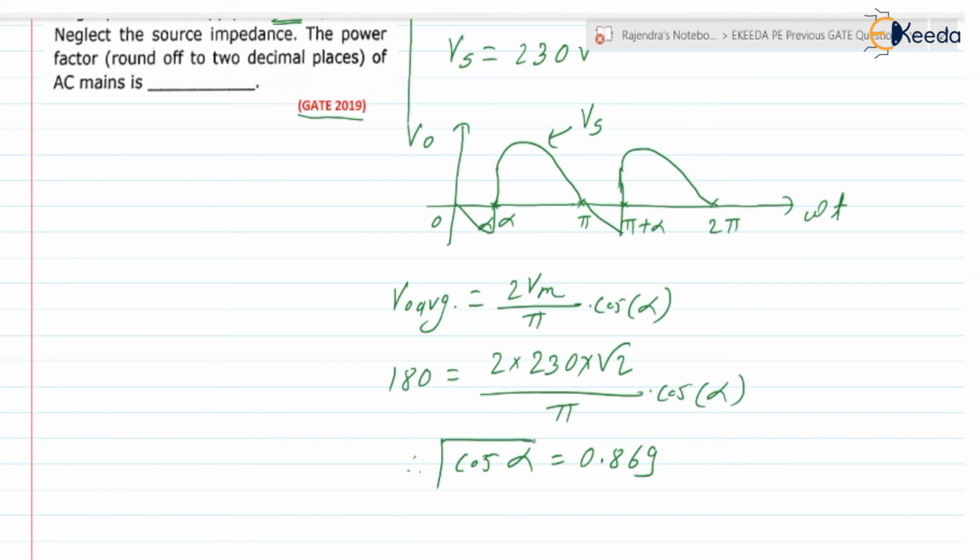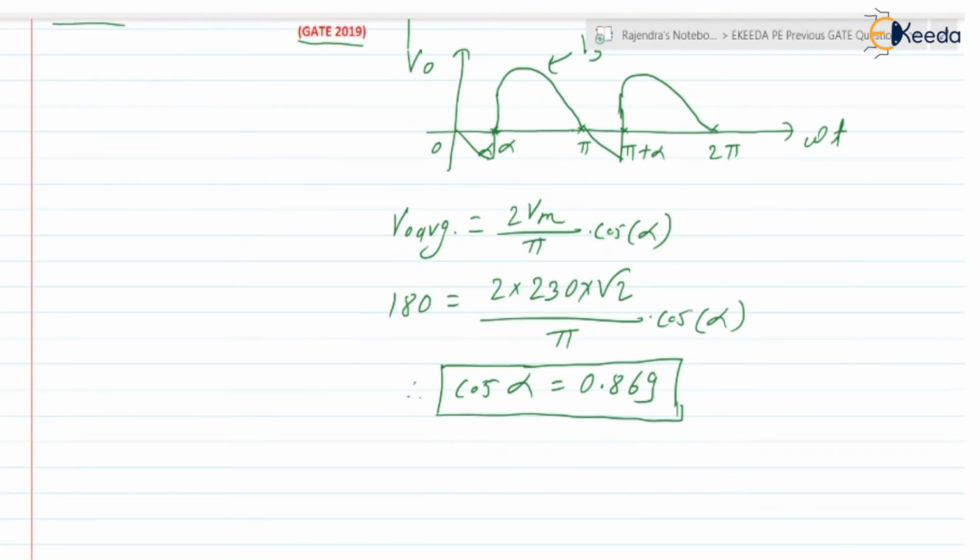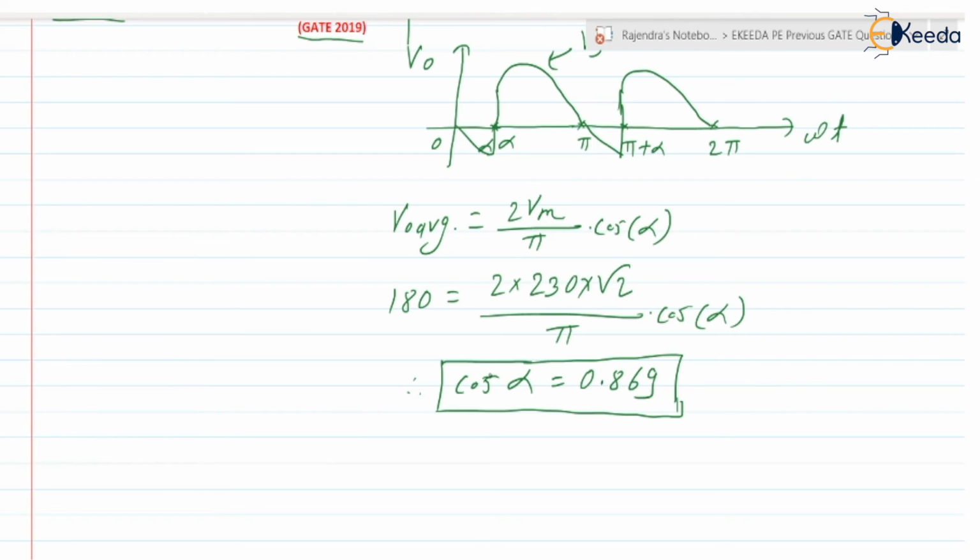But be careful, this is not the power factor of the supply mains. The power factor of the AC mains means the supply power factor, which they have asked. As we discussed in the video sessions, if the load is an RL load or an RLE load, then the input power factor is equal to 0.9 into cos alpha. We already derived this expression. 0.9 into cos alpha.